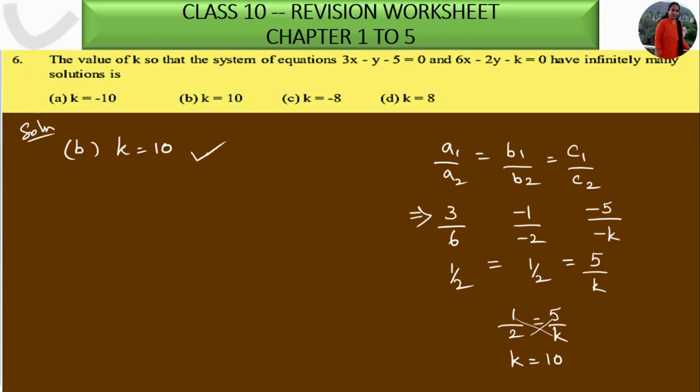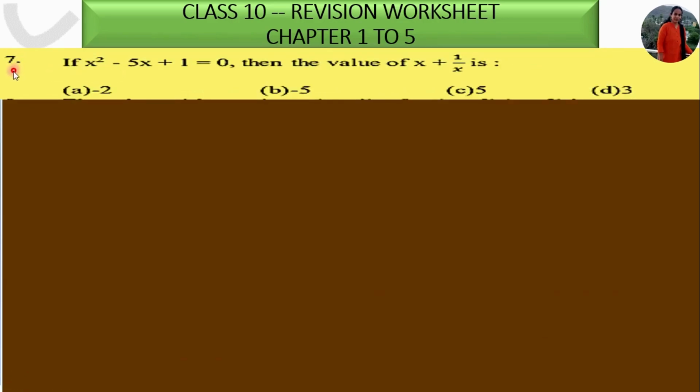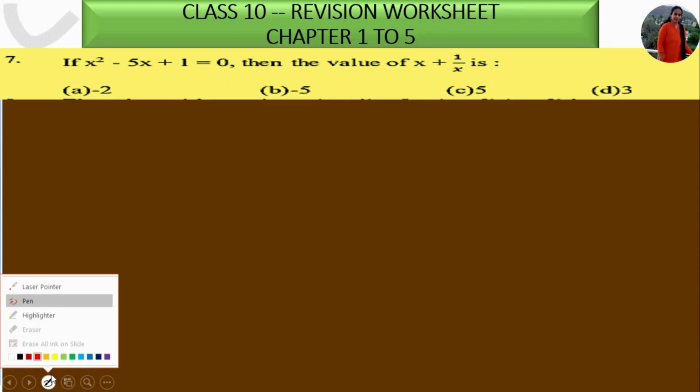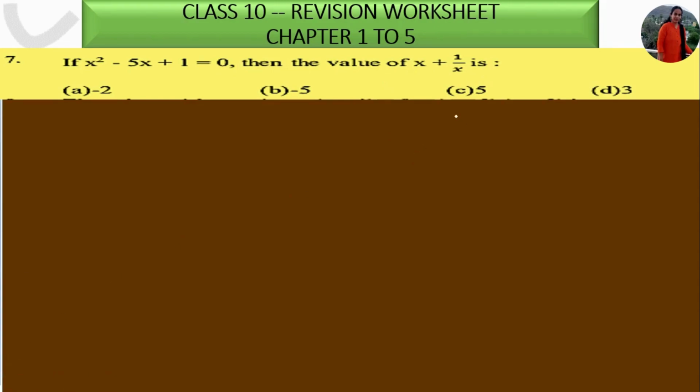Okay children, moving on to the next question. Seventh question: if x square minus 5x plus 1 is equal to 0, then the value of x plus 1 by x is dash. So here, what is given? x square minus 5x plus 1 is equal to 0. So this is the equation. We have to find out x plus 1 by x.